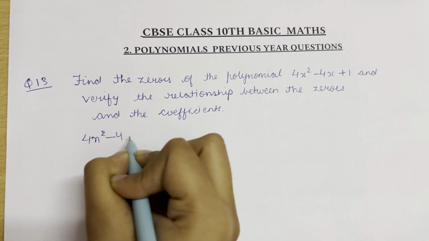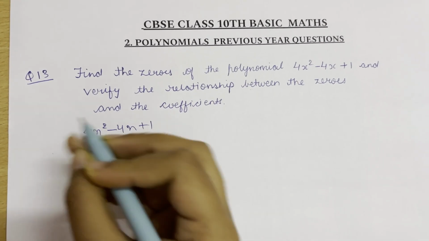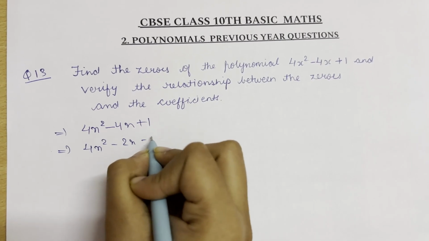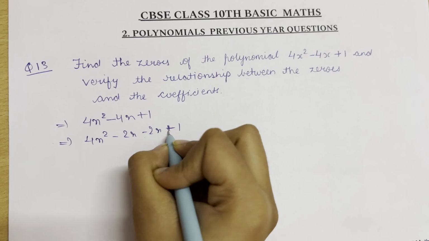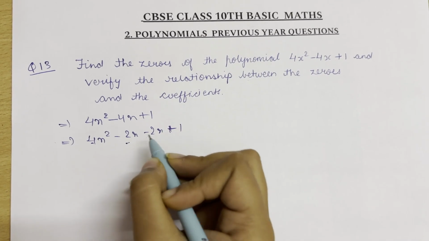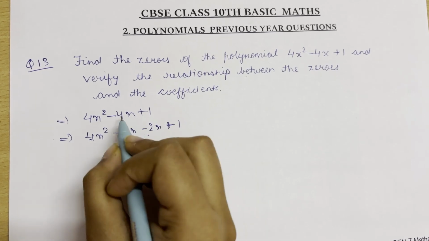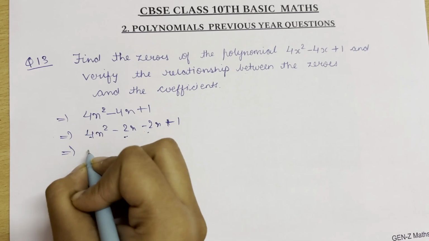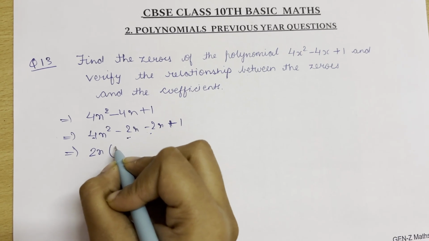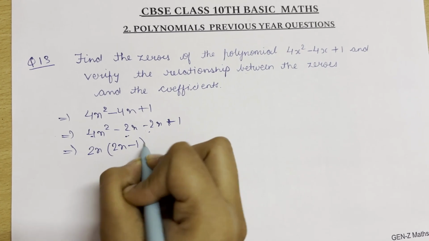4x square minus 4x plus 1. Again, we'll find the zeros by middle term splitting. 4x square minus 2x minus 2x plus 1. This is how we could split minus 4, as the product is again 4, and on adding it we get minus 4. I'll take 2x common, and I get 2x minus 1.